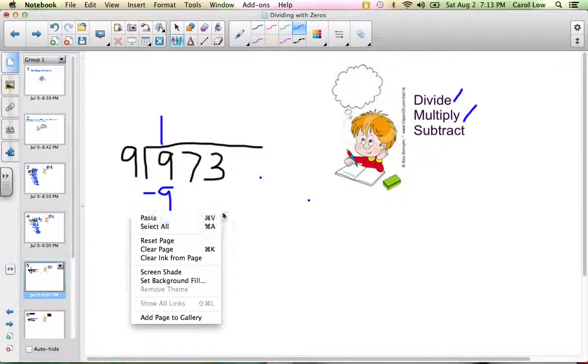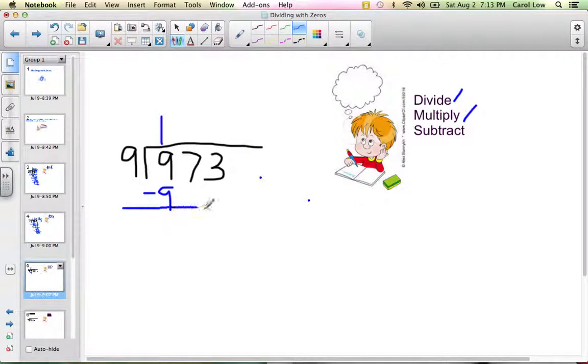I multiplied, and now I'm subtracting. And then I'm going to bring down the number, so I subtracted. How many times can 9 go into 7? Well, it can't. So I divided. Now I'm multiplying. 0 times 9 is 0. And then I subtract.